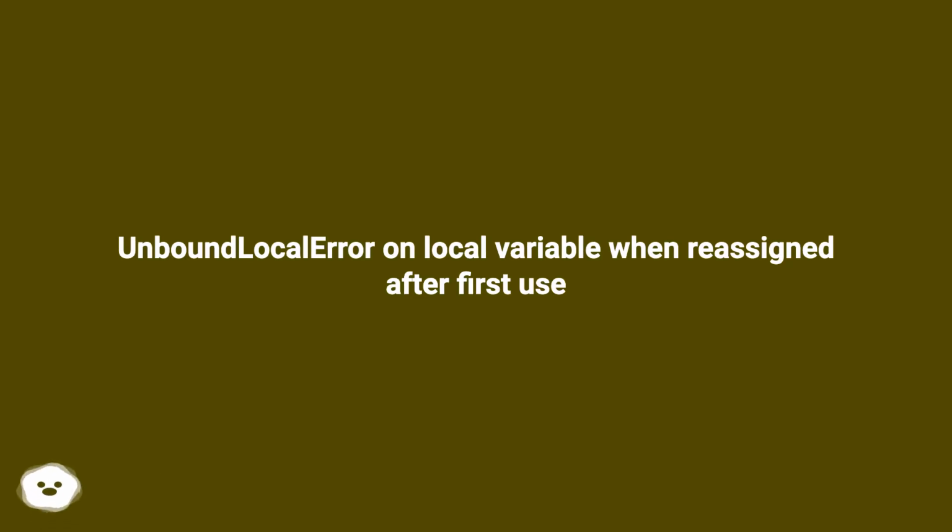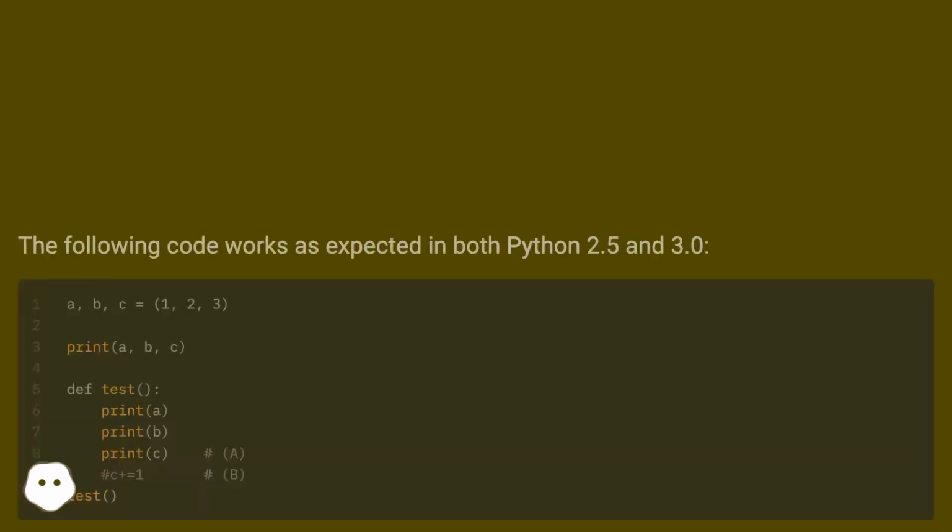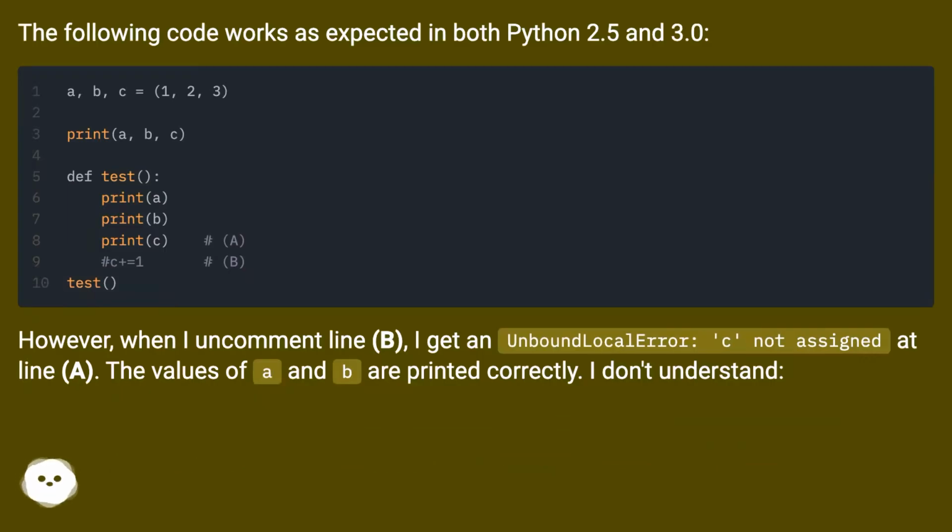UnboundLocalError on local variable when reassigned after first use. The following code works as expected in both Python 2.5 and 3.0. However, when I uncomment line B, I get an UnboundLocalError: local variable 'c' referenced before assignment at line A. The values of A and B are printed correctly. I don't understand.